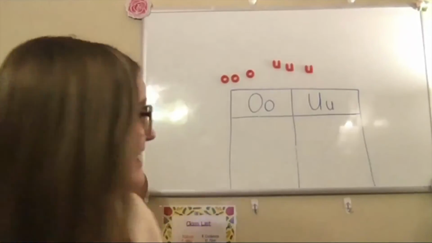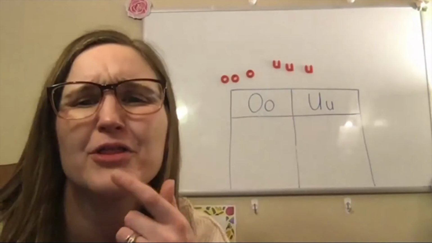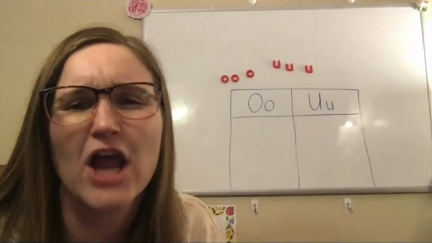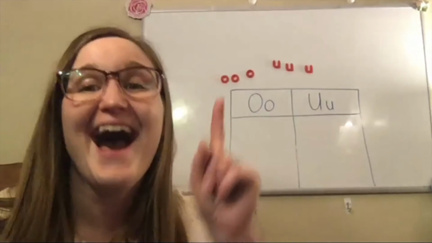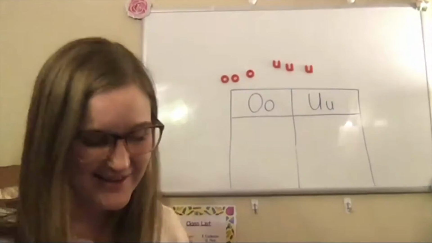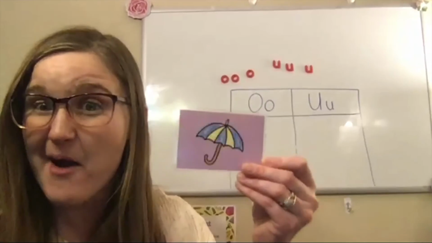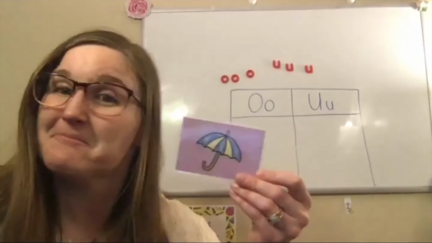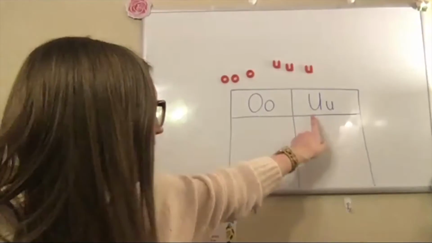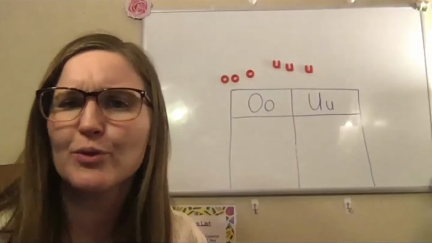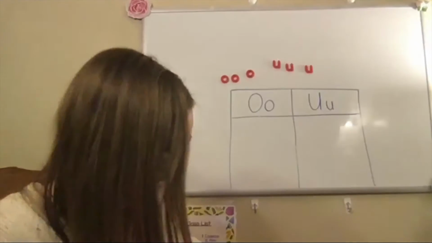You're going to help me decide if they go in the O, aw. When you say O, you make your mouth almost into the letter O. Can you try it again? Say aw, O, aw, and U, like umbrella. So let's look at our first picture, which is an umbrella. What do we think? Does it go in the O group or the U group? It goes in the U group, umbrella.